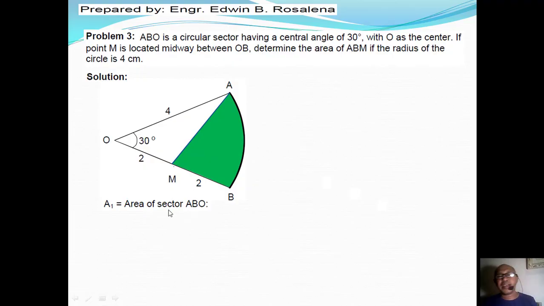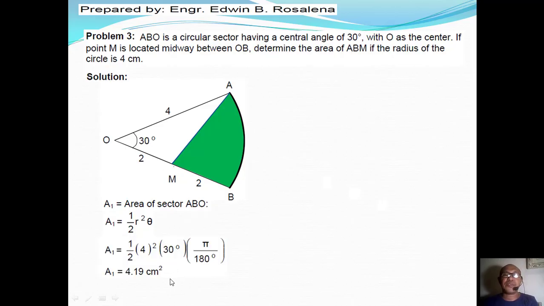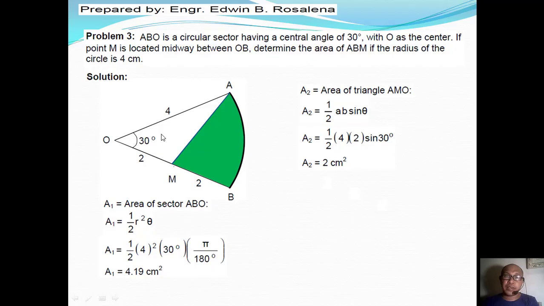So, area 1 is the area of the sector OAB. The formula is 1/2 r squared theta. Substituting values, we have 4.19. Then I will call area 2 the area of triangle AMO, which is 1/2 times 2 times 4 times sine of 30. Then this green area is the difference between the two, so 2.19.